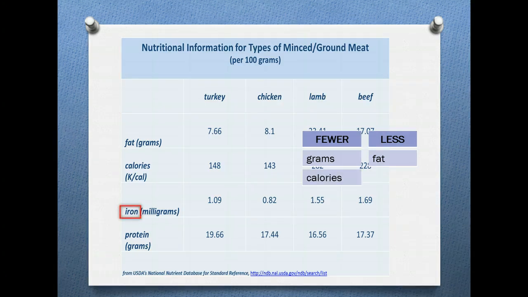Next we've got iron, and iron is a mineral, so it's going to be used with less since it's a mass noun, so less iron. And we also have milligrams, so that is going to be a count noun, so fewer milligrams. So less iron, fewer milligrams of iron. And lastly, we have protein. And protein is a mass noun, so we're going to use less with protein.